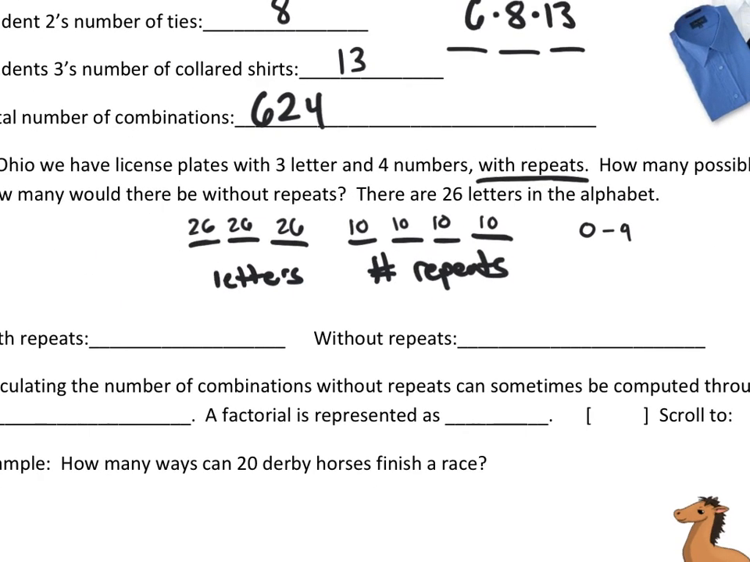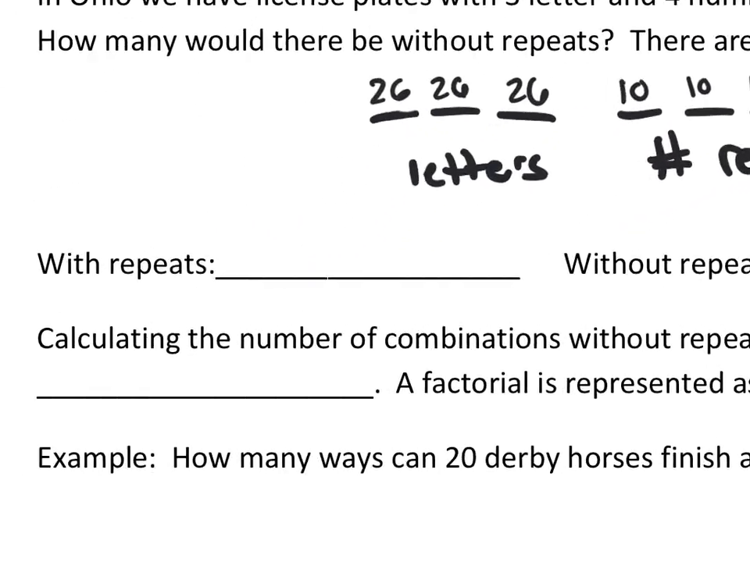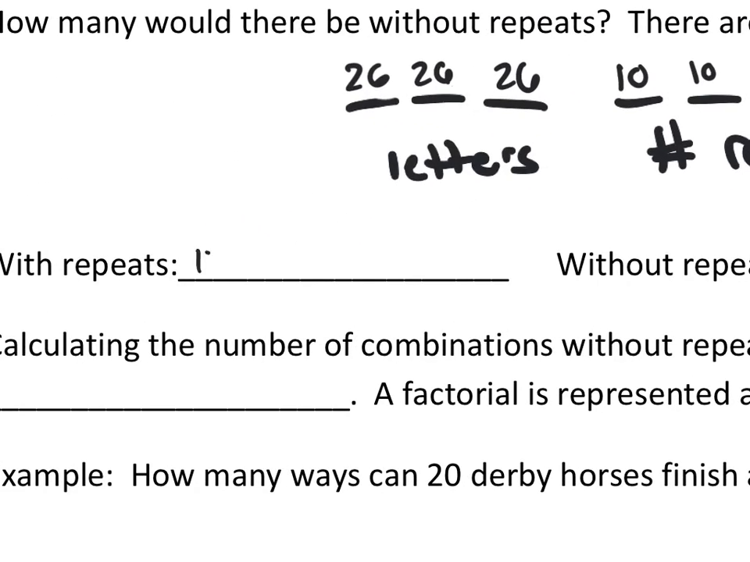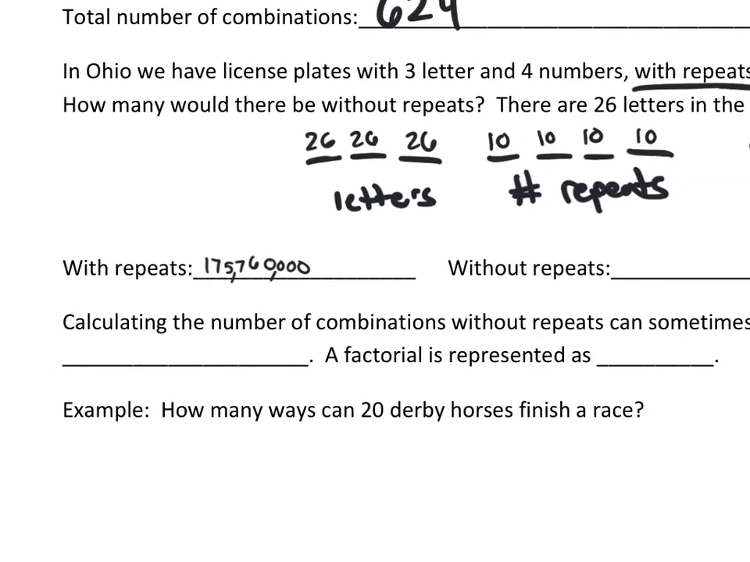And if we multiply all of those together, so 26 times 26 times 26 times 10 four times, so 10 to the 4th, we get a very large number. We get 1, 7, 5, 7, 6, and then 4 zeros. So we get 175,760,000 different license plates. So definitely enough license plates to cover the state of Ohio.